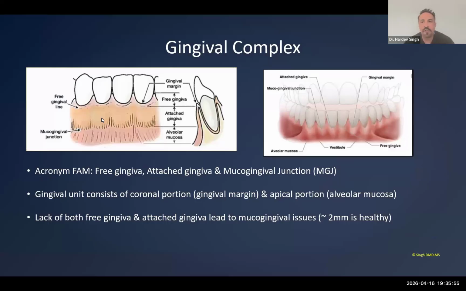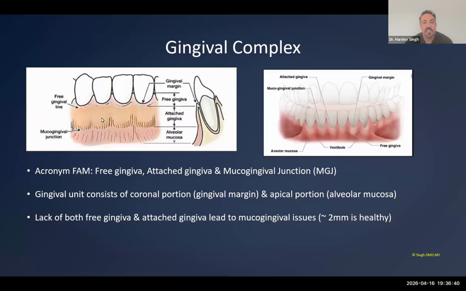The gingival complex is very unique, and the unique aspect of it is that you have to have a nice, thick gingival complex for healthy attached tissue, free gingival margin. So I put together an acronym called FAM, like family, free gingiva, attached gingiva, and the mucogingival junction. When we're going apical to the gingival margin, meaning we're going from top to bottom, we want to have a nice assortment of some nice free gingival tissue, a nice band of attached tissue, and that band is extremely important.